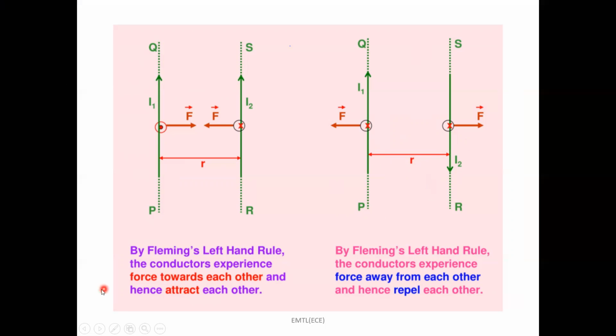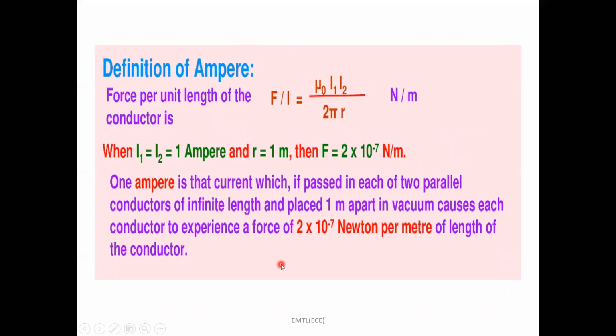And next, definition of ampere. Force per unit length of the conductor. Already we discussed that, F by L is equal to mu naught I1 I2 by 2 pi R. Let us assume I1 and I2 values are 1 ampere and the distance between the two conductors is taken as 1 meter. Then by substituting here, the force per unit length value is equivalent to 2 into 10 power minus 7 Newton per meter.